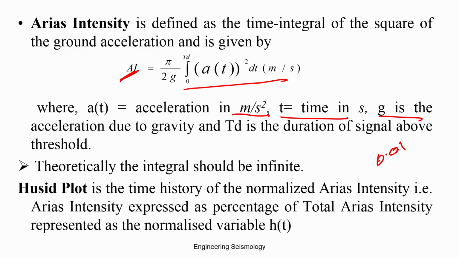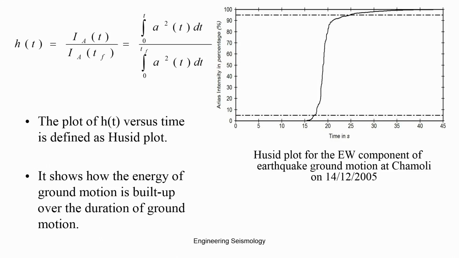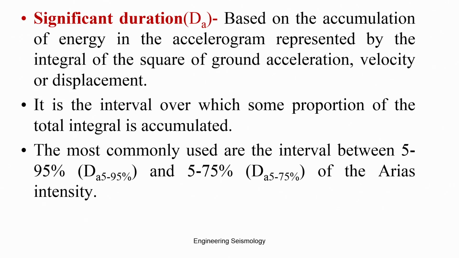The Arias intensity expressed as a percentage of the total Arias intensity, represented as a normalized variable, is called a Husid plot. So, the Husid plot is basically where you estimate the Arias intensity and normalize it with the maximum value, and then you get another plot. That plot is called a Husid plot. This is the typical Husid plot of the Somali earthquake, where you can see where it starts and ends, and you have the different percentages. So, this data is further used for estimating the duration. That duration is called the significant duration.